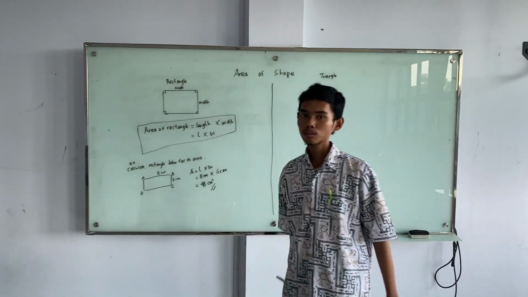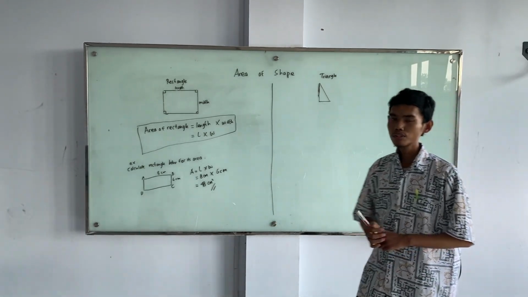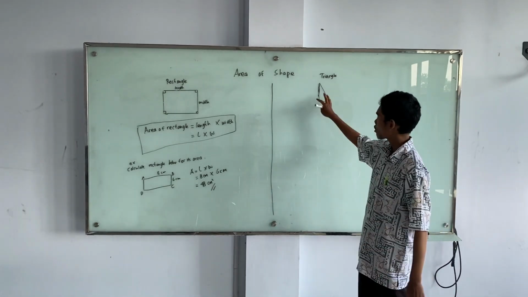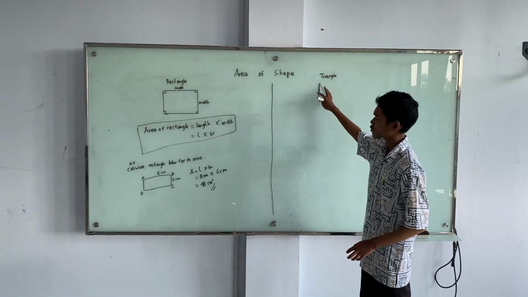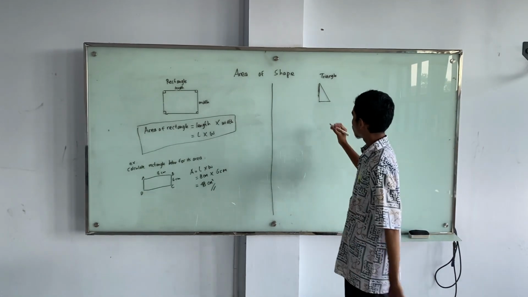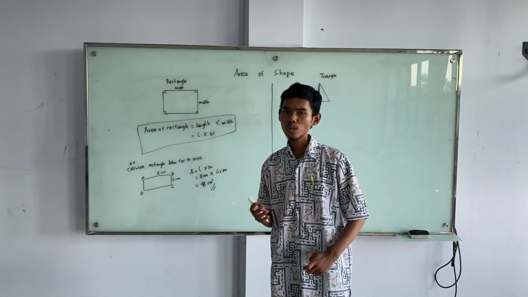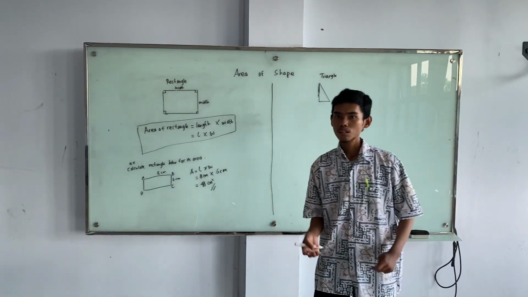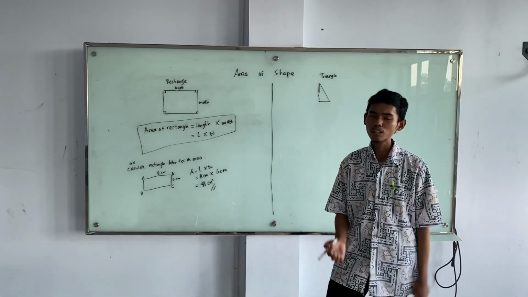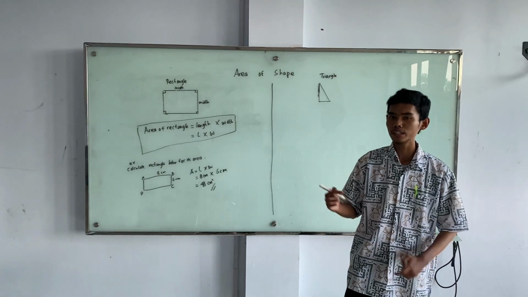And next, we will take the second shape, the triangle. The triangle is different from the rectangle because it only has 3 sides, not 4 sides. And now there is a new question for us. How can we get the formula of the area of the triangle? I will illustrate how to get the formula.